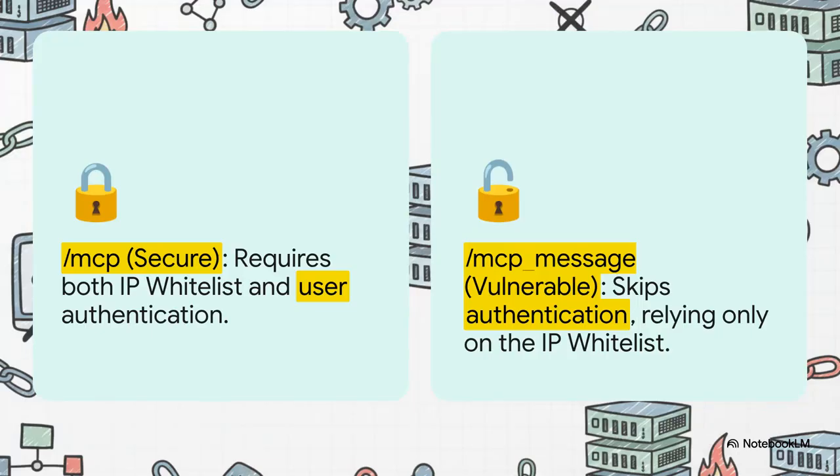Okay, so what you're seeing here reveals a really critical architectural flaw. The Nginx UI has these two endpoints for its model context protocol. Think of it as a tool for admin tasks. Now, the main one, /MCP, is locked down tight. It requires an IP whitelist and user authentication. But look at the other one, /MCP_message. It completely skips the authentication part. It's only relying on that IP whitelist. And that single inconsistency, that's the whole crack in the door.